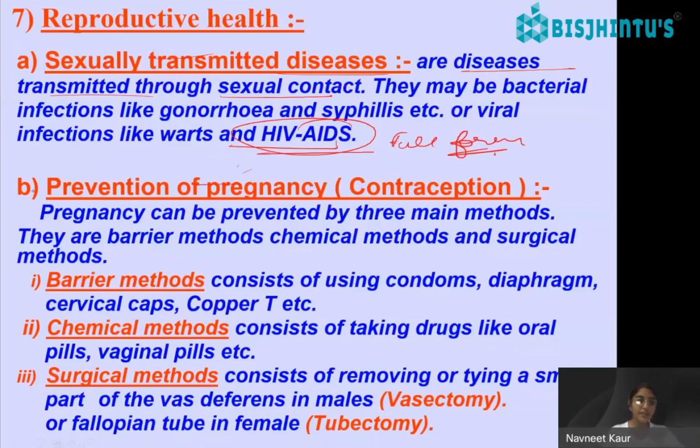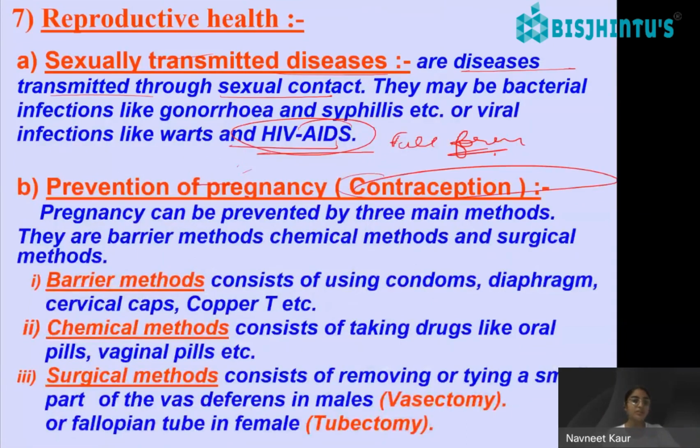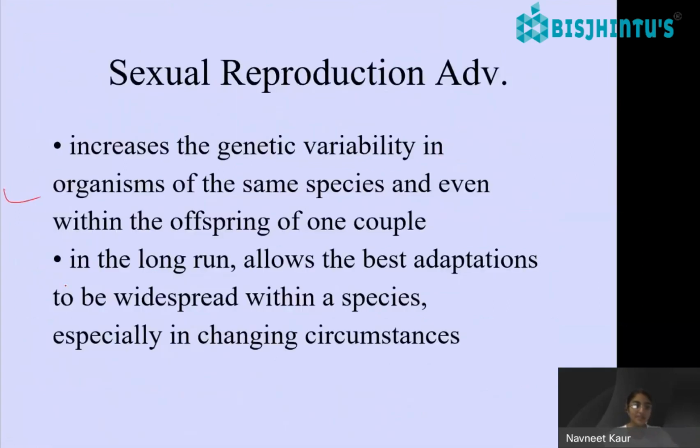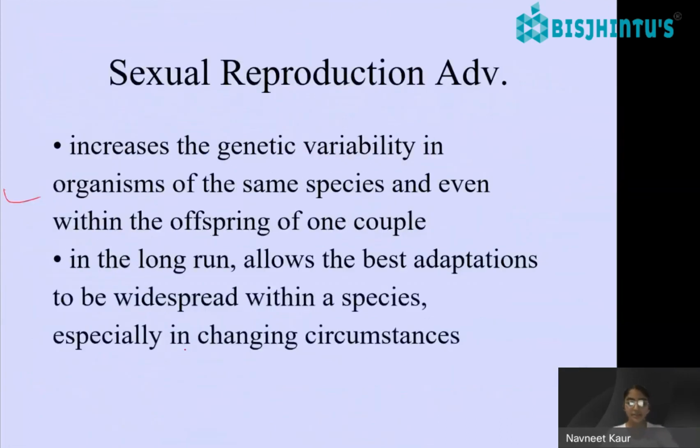And next we have prevention of pregnancy. To prevent pregnancy, there are some methods which are called contraception. The prevention of pregnancy can be due to any reason. It may be concerned with the health of the mother or the embryo or both, or it may be for having space between two children in the family. We have three main methods. Barrier methods consist of using condoms, diaphragm, cervical caps and copper T, etc. Chemical methods consist of taking drugs like oral pills and vaginal pills.